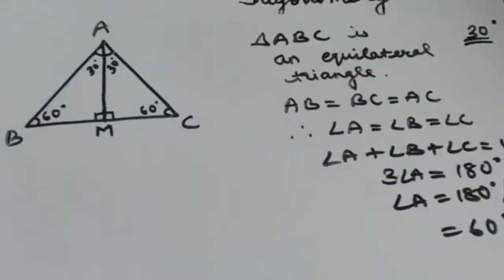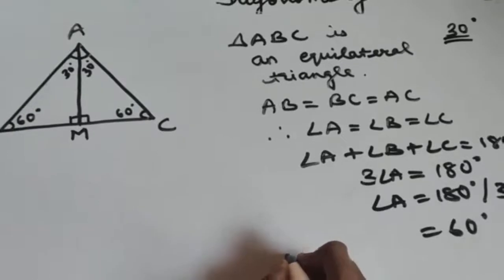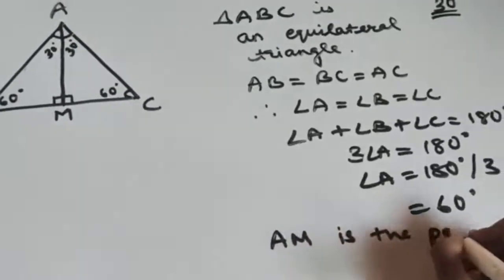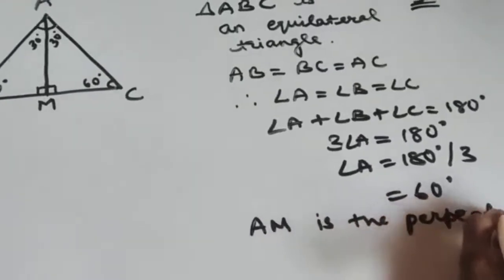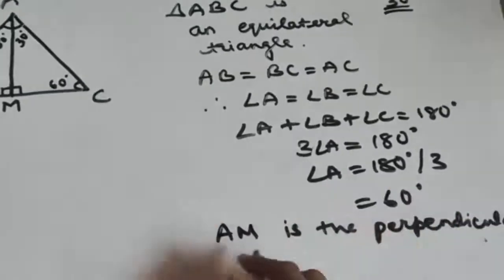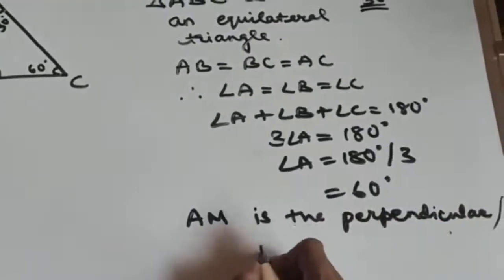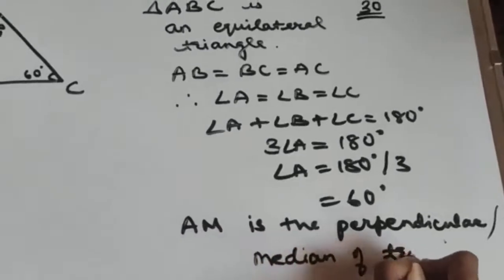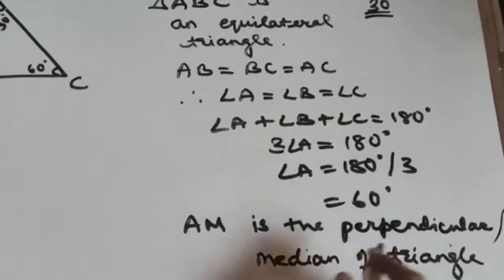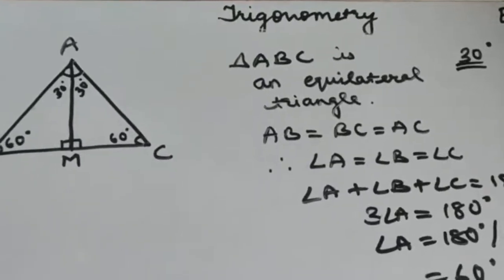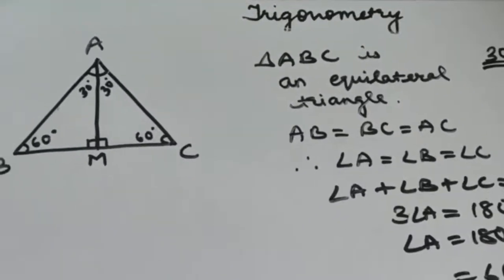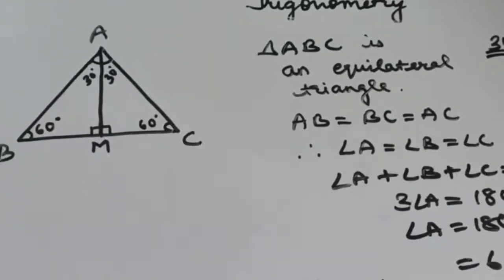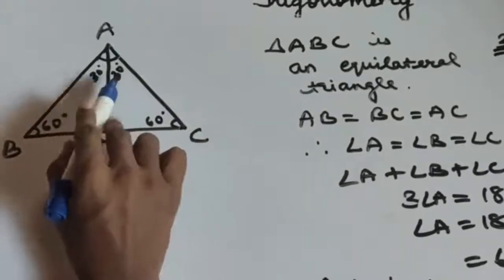Okay, so in this triangle ABC, AM is the perpendicular, or you can say the median of the triangle. So here AM is the perpendicular bisector of side BC, as well as it is the angle bisector for angle A. That means it divides angle A into two parts, two equal angles.